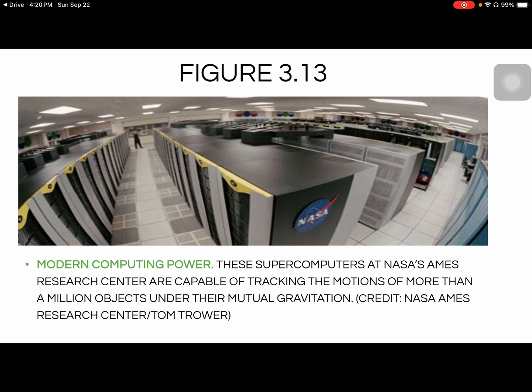So a lot of times we have these modern computer inputs. We call these the supercomputers at NASA. So their Ames Research Center is capable of tracking the motions of more than 1 million objects under mutual gravitation. If you've ever seen the movie Hidden Figures, this is their job. We have now computerized that, but they're there to calculate where these objects are in their orbit around Earth so that we can keep track of them and make sure that things aren't going to crash where they're not supposed to and hurt people, or we can see where it will crash and we can actually recover it and collect some data from it as well.